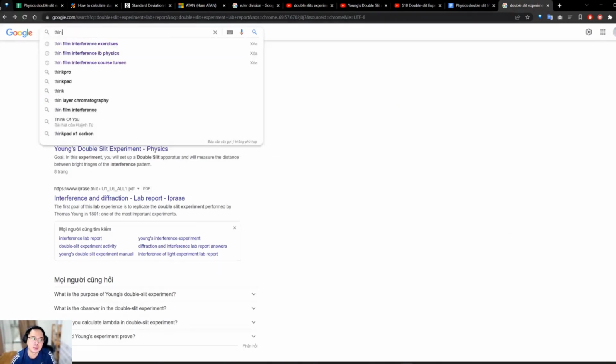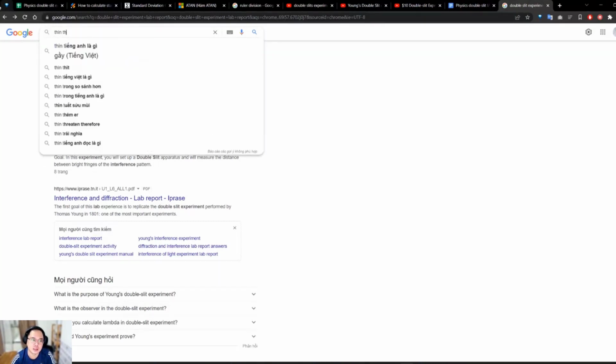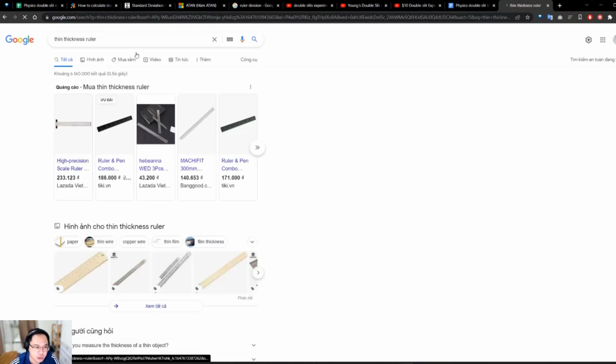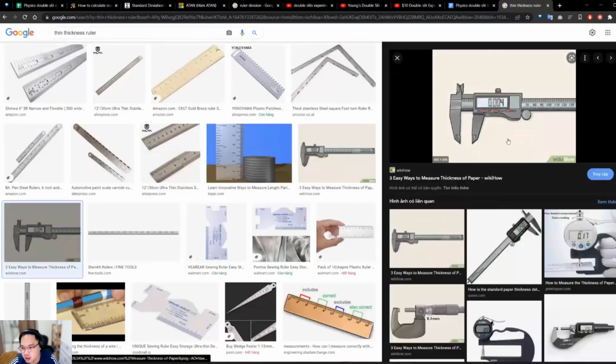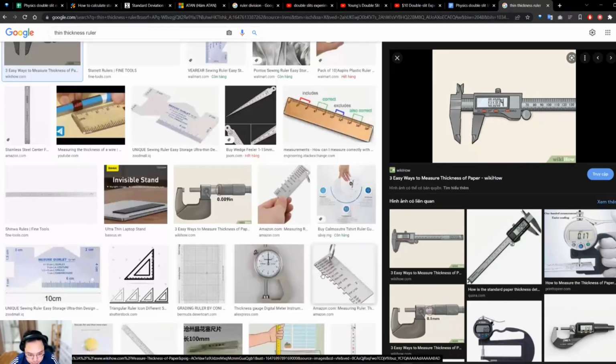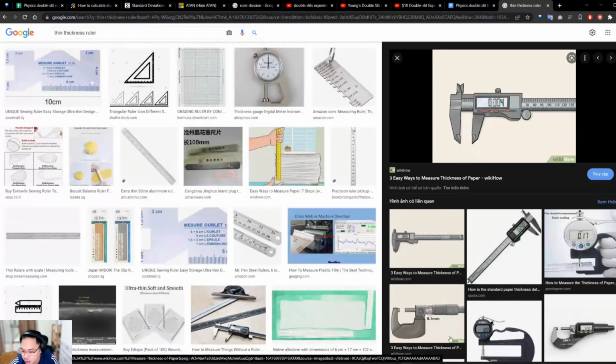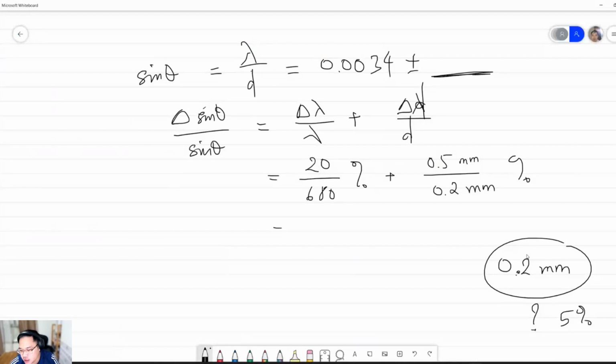in thickness, ruler. I don't remember the name of that tool. Here, this thing to measure tiny distance. I know. Caliper. Okay. Yeah. Caliper. We need a thing like that to measure the small distance, the width of the distance between the two slits, 0.2 millimeter, but we don't know exactly the uncertainty of that. So we must assume that to be like 5%, or maximum 10%.